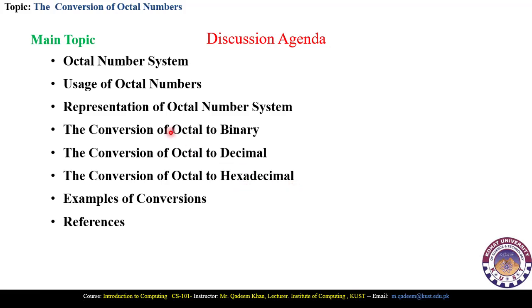And each of these three conversions will be provided with the help of practical examples. So here we will provide you some empirical examples of how these number systems are converted to another number system. And of course, at the end we have some important references. These are the book references which you must study.